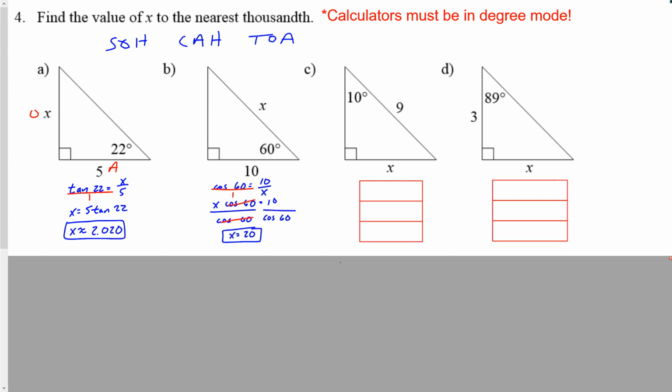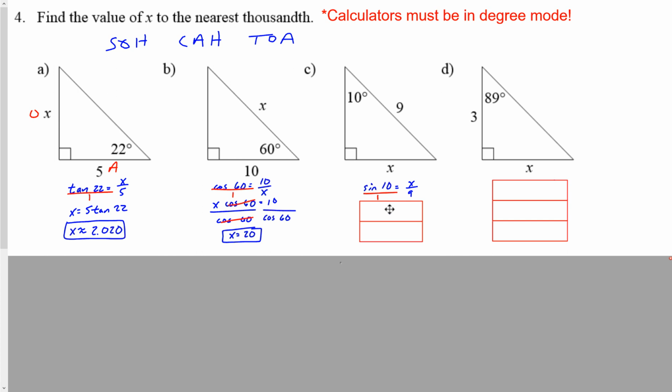For part C, x is the opposite side, 9 is the hypotenuse, so opposite and hypotenuse is sine. So we'd have sine of 10 equals x over 9. Again, think of this as a proportion. That is a denominator of 1. Whether you need to write it in there or you can just do it mentally, it's up to you.